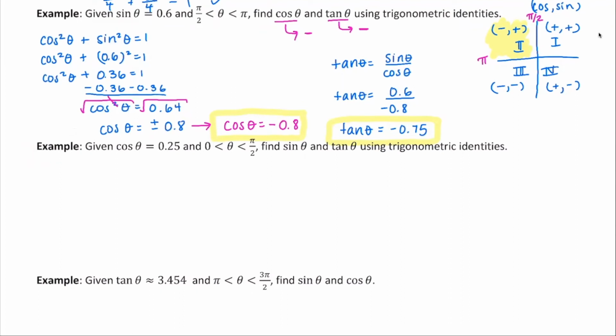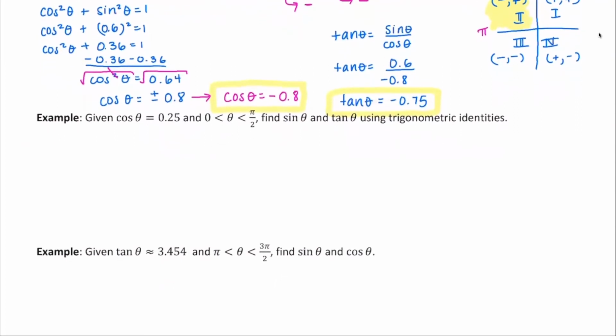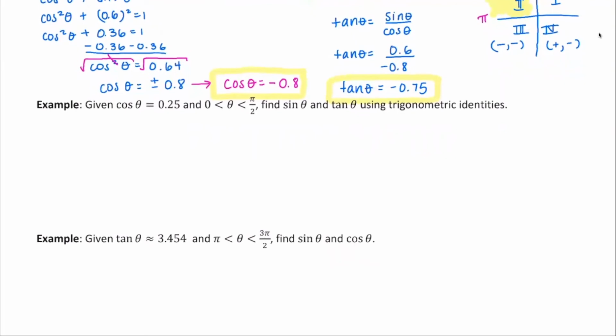All right, so hopefully you've had a chance to work through this example on your own, and now we will work through it together. Just like before, the first thing I like to look at is where my theta lives. Here I notice that theta is between 0 and pi over 2, which is between 0 and 90 degrees. So I know I'm in quadrant 1.